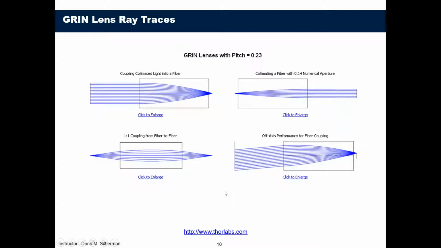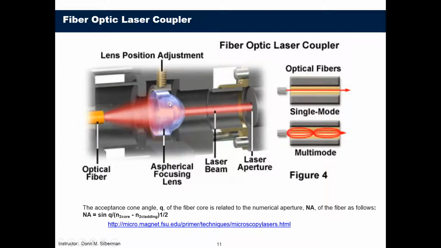So some of these are built into automated systems, but I like to just help people see what happens for individual fibers and what are the details. Here's just a lens, an aspherical focusing lens, getting light out of a laser into a fiber optic. You do have single mode fibers and multi-mode fibers, so that's another way.